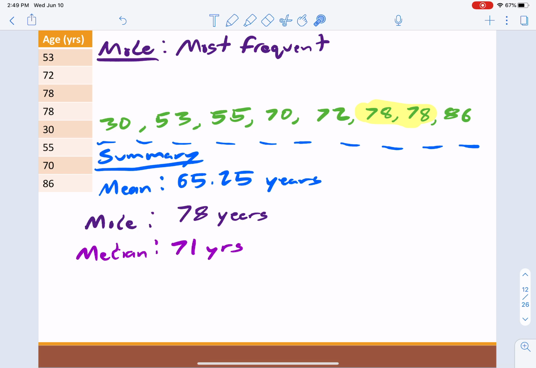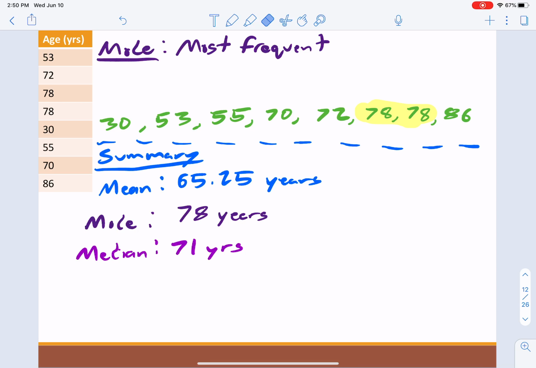That doesn't really tell us anything about the floor, where we see here that the floor is 30 years old. And it doesn't tell us anything about the ceiling either. The ceiling is 86, right? So you have 50% of the data from 71 to 86. That's a big clump, right? So that's a lot of old people. And then you have more spread out ages, maybe, between 30 and 71, okay? Just food for thought, right? Still a legitimate way of calculating and summarizing data, but it tells a slightly different story.